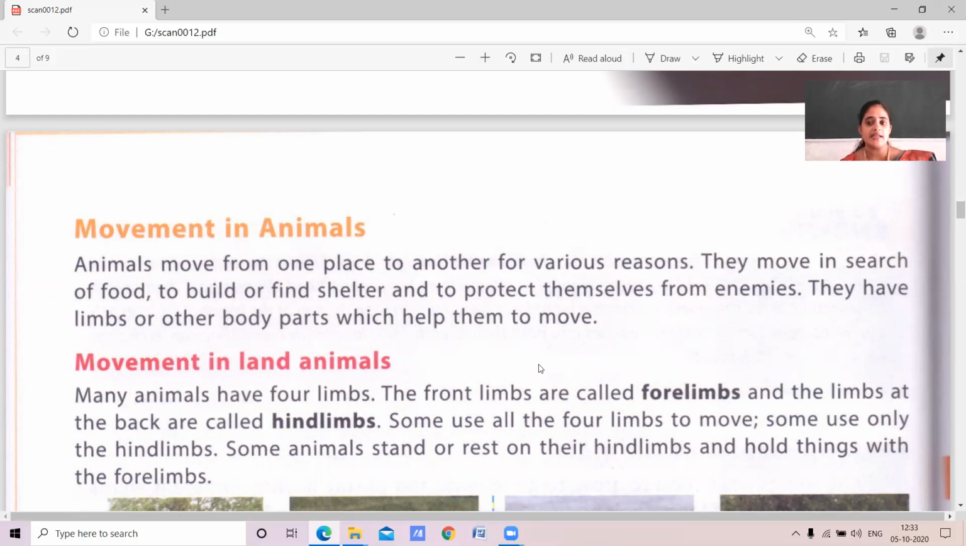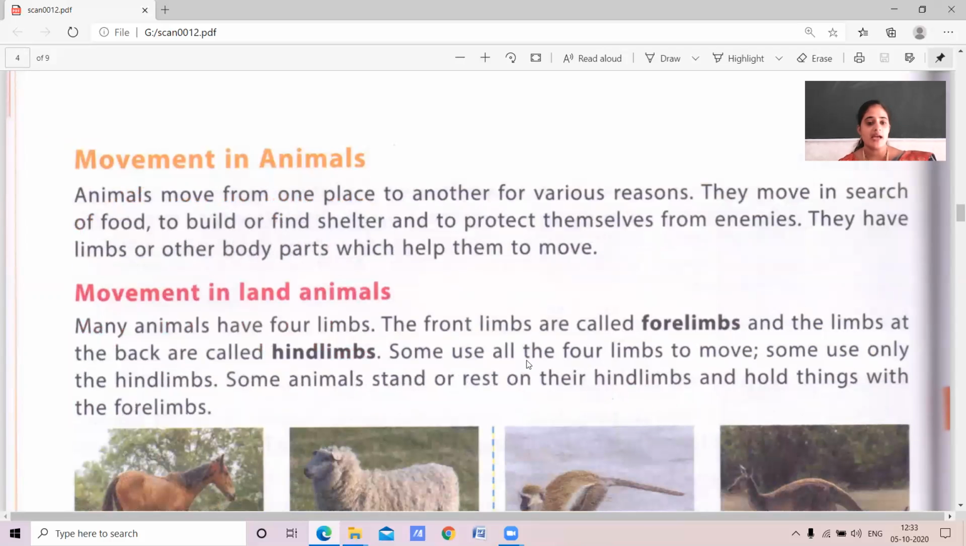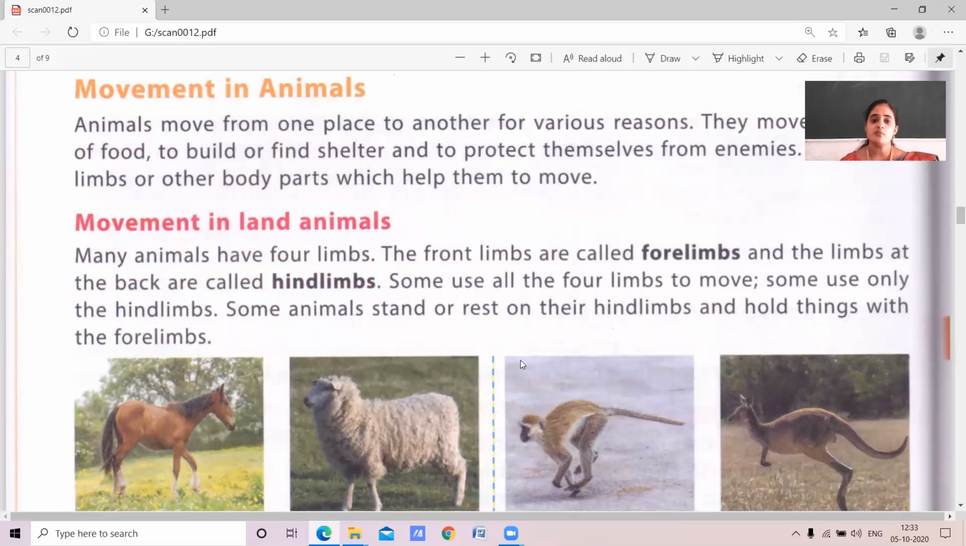So, movement in land animals. How does the movement take place where animals live on land? Many animals have four limbs. The front limbs are called forelimbs, and the limbs at the back are called hind limbs. Okay, children? Some use all four limbs for movement, the forelimbs as well as the hind limbs.